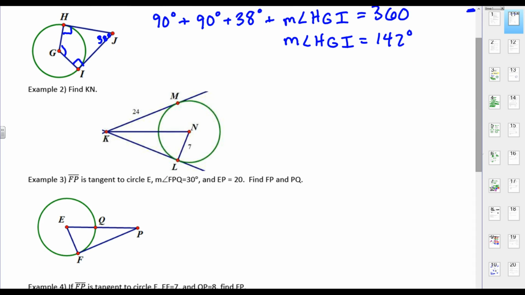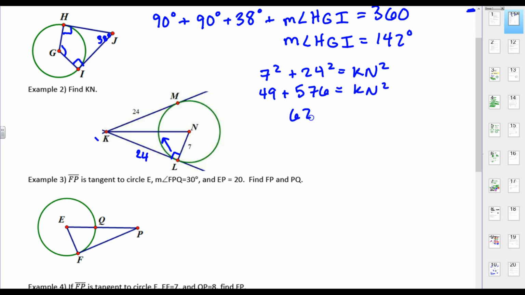Looking at this picture here, again, I've got some congruent tangents. If this is 24, this guy is also 24. That's a right angle. And if I want to find K to N, well, K to N is the hypotenuse of this right triangle, the KLN right triangle. So I can do 7 squared plus 24 squared is equal to KN squared by the Pythagorean theorem, or 49 plus 576 equals KN squared. That's 625 equals KN squared. So 25 is the length of KN.